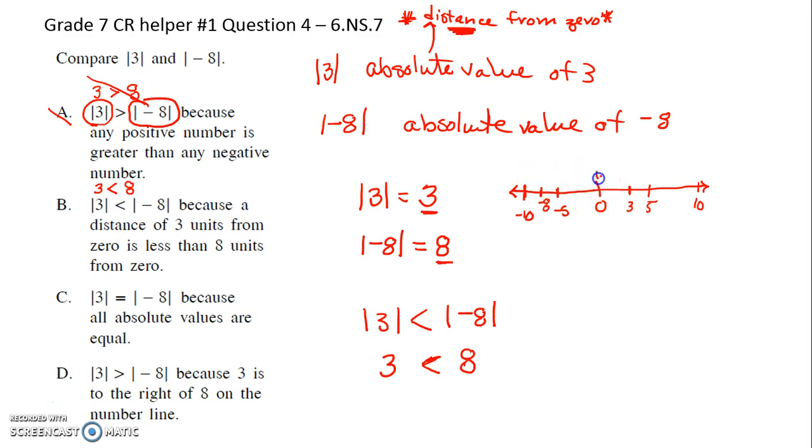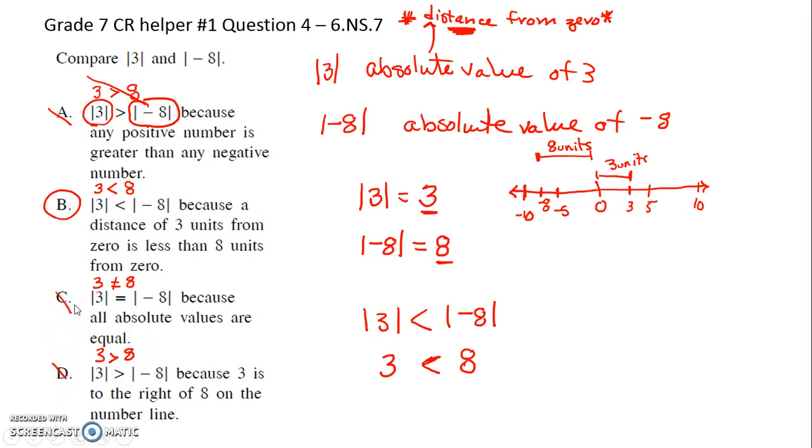So the distance from 0 to 3 is 3 units. And the distance from 0 over to -8 is 8 units. So when it says absolute value of 3 is less than absolute value of -8, because a distance of 3 units from 0 is less than a distance of 8 units from 0, that's exactly correct. These two things are not equal. 3 does not equal 8. And here, 3 is not greater than 8. Those don't have a shot.